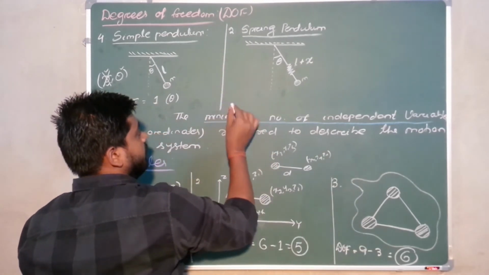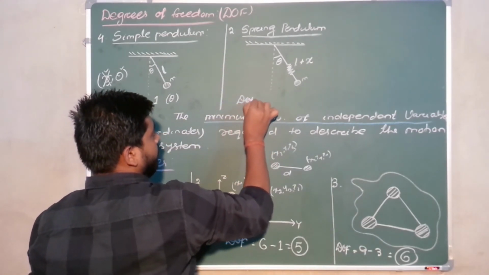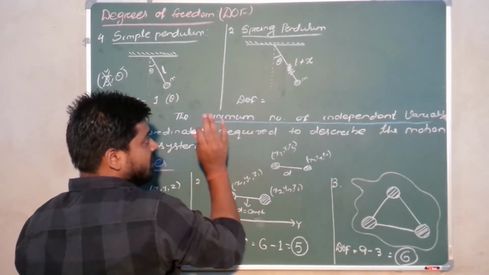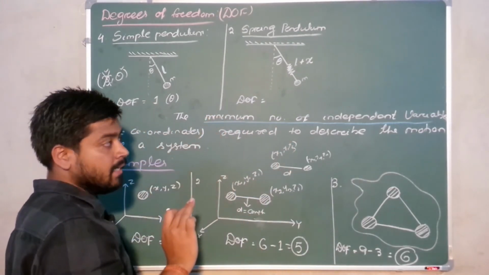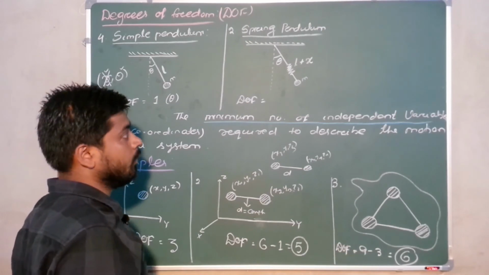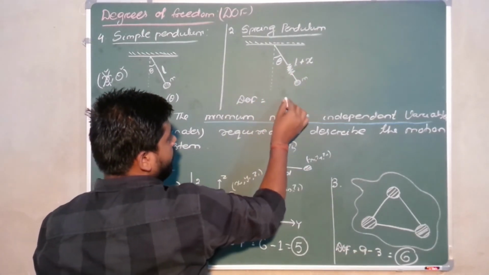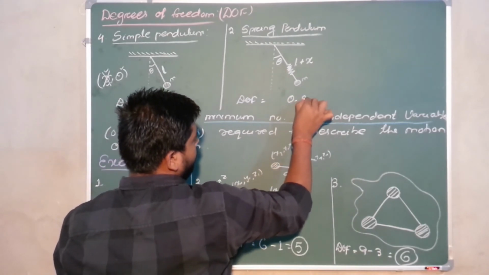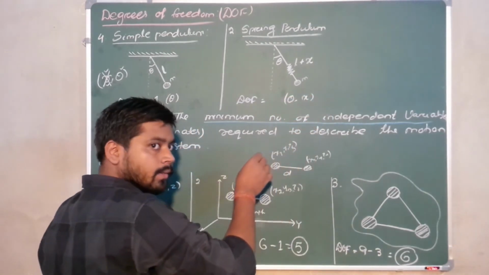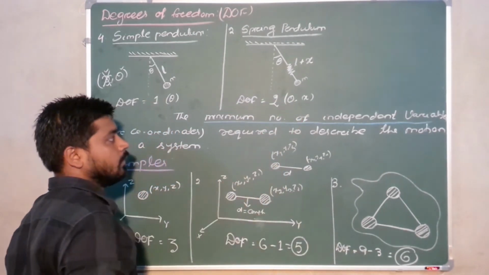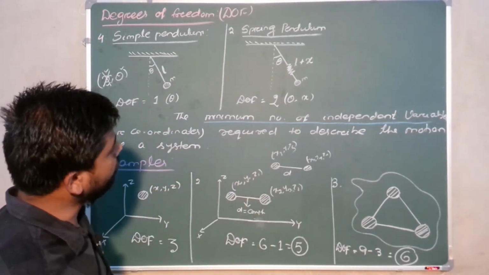Then just see the degrees of freedom. What changes here? Degrees of freedom depend upon the independent variables, that is, those which change. Yes or no? L does not change. L is constant. Which changes here? One is theta and another one is x. Yes or no? Then the degrees of freedom here is 2. Yes or no? The degrees of freedom is 2.